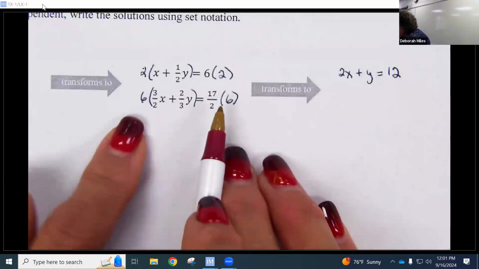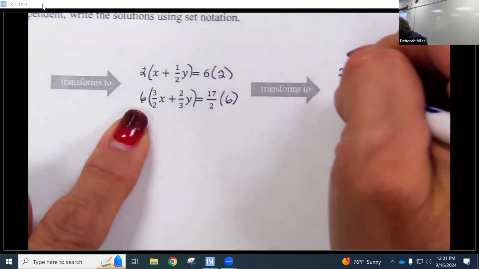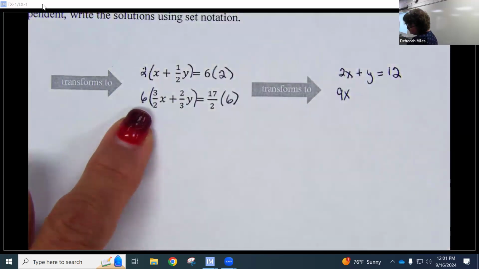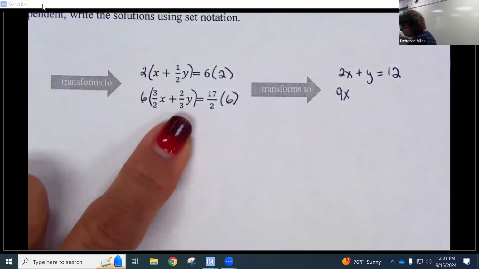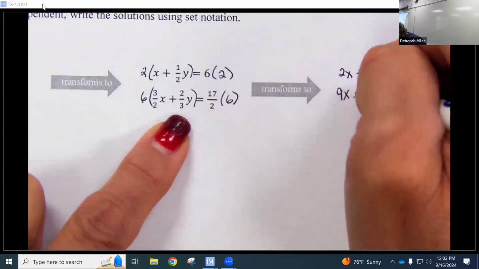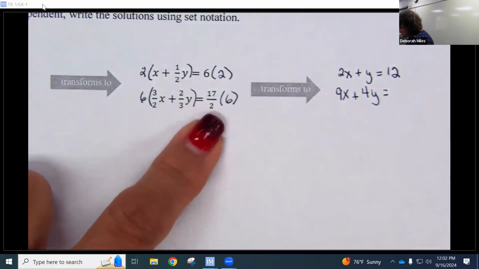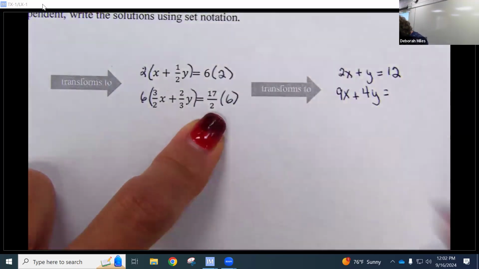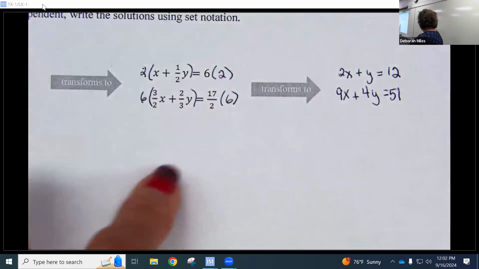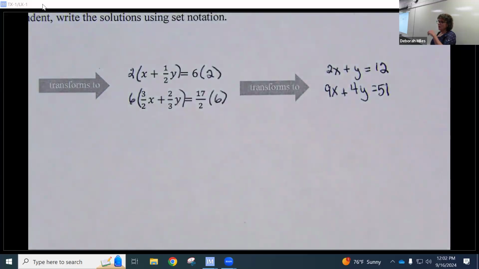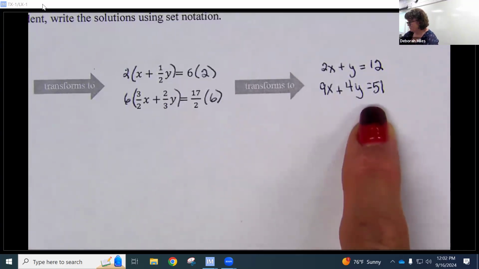Second equation, you can punch 6 times 3/2 on your calculator if you need to. It's 9x. And you can punch 6 times 2/3 on your calculator if you need to. But you should get 4 with a coefficient of y. And the right hand side, you can punch 17/2 times 6. You should get 51. Any questions about what you need to be punching on the calculator to get the second equation that I have?